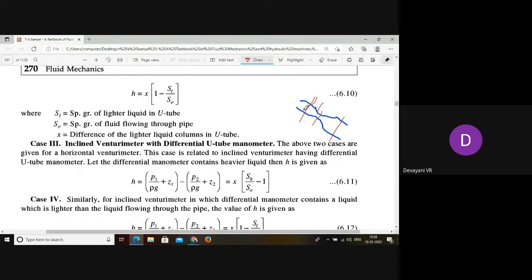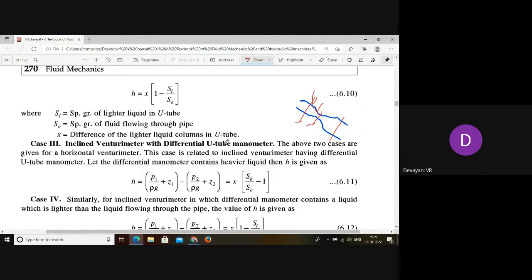But what is the difference is, in this case the datum head at section 1 and the datum head at section 2 will be different. So this is at a certain level and this is at another level, isn't it? The inlet is at a higher level and the throat is at a lower level. So definitely we may get some datum heads. The Z1 and Z2 values will exist in case of the inclined venturimeter. So in this case, the value of H can be calculated as H equals P1 by rho g plus Z1 minus P2 by rho g plus Z2.